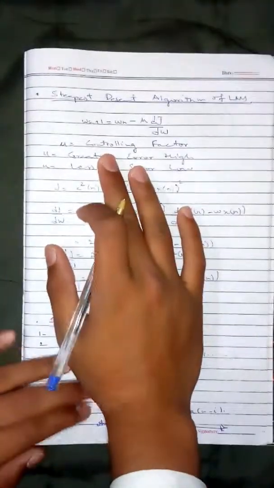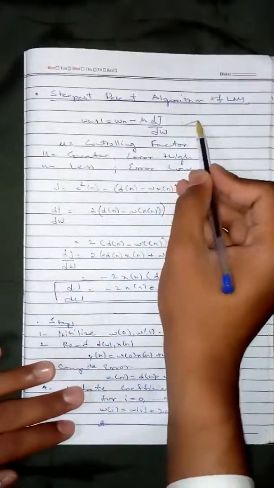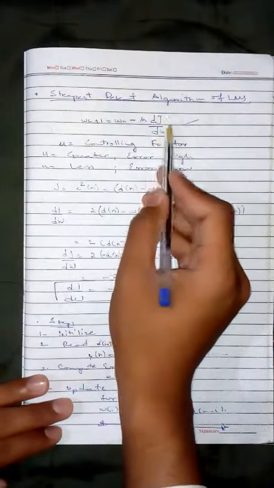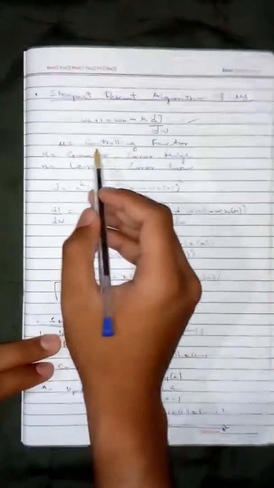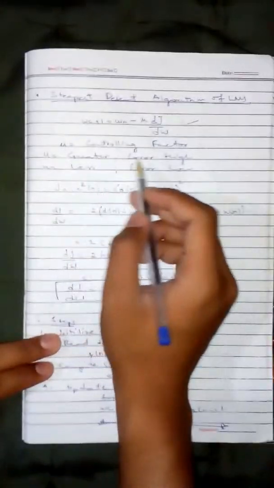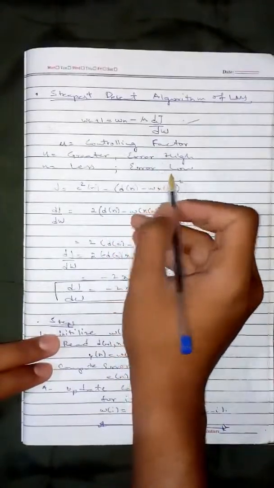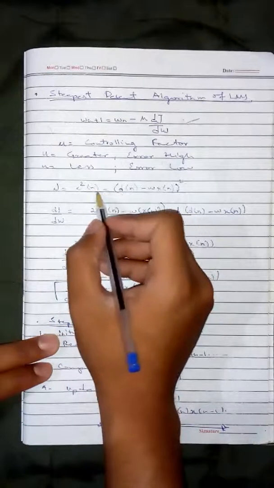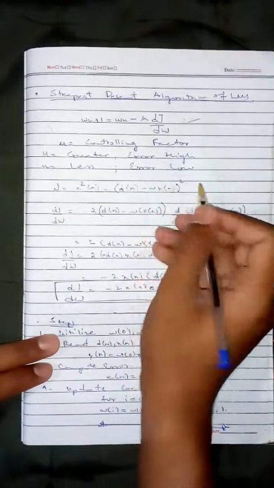The next topic is the steepest descent algorithm of LMS. The formula that is used by this algorithm is omega of n plus 1 is equal to omega of n minus mu dj over d omega. The value is obtained from the previously derived equation, and mu is the controlling factor: the greater the value of mu, the higher the error, and as the value of mu is less, the error is also low. So j is equal to e square of n, and we know that that is equal to d of n minus omega of x of n whole square.